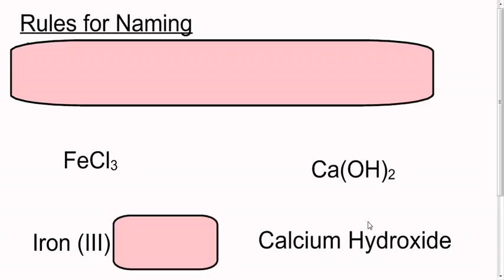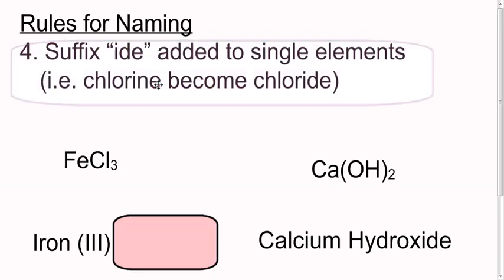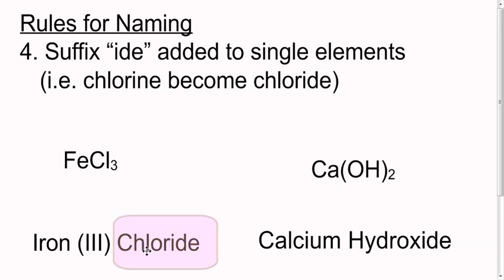Now, the fourth rule has to do with single elements like chlorine and fluorine and iodine and oxygen. What you do is you affix their name with the suffix "ide." So chlorine becomes chloride. So this would be iron 3 chloride, and that's the whole name.